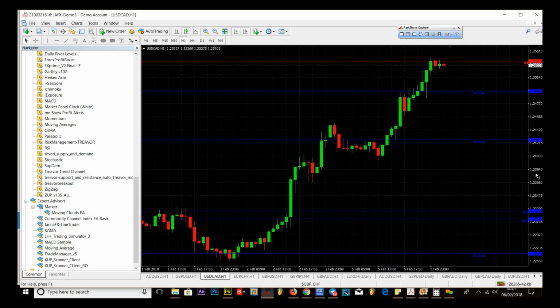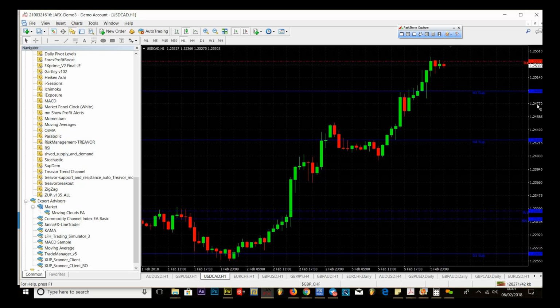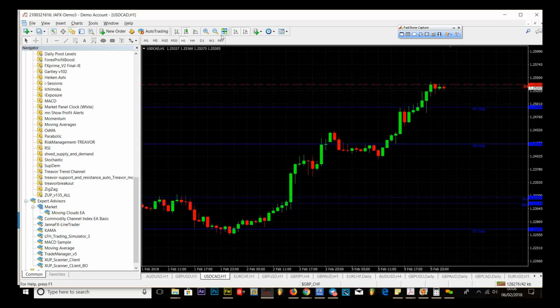So all I need to do, sorry, can you see what I'm showing you? Yes. What was the name of what you added there? So it's called the Trevor support and resistance indicator. I'm going to share it with you so you can have it on your computer as well.